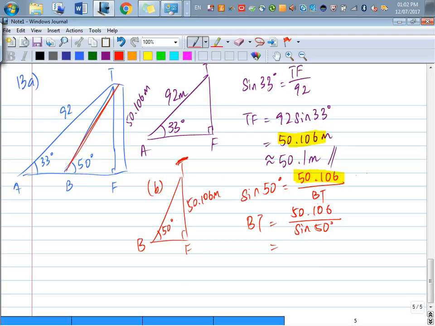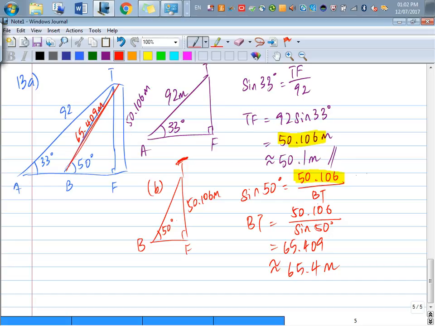Okay, divided by sine 50, you get 65.409. Round it off to 65.4 meters. Okay, so far still quite basic. I'm going to include this value, 65.409 meters here.